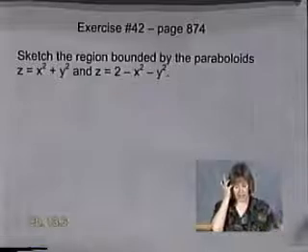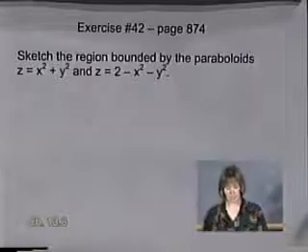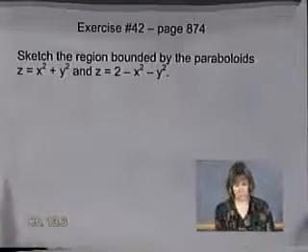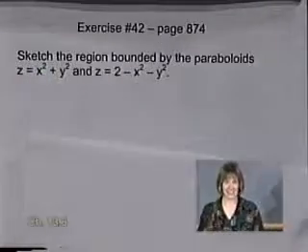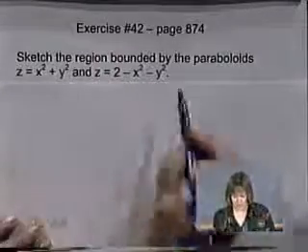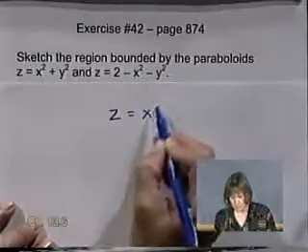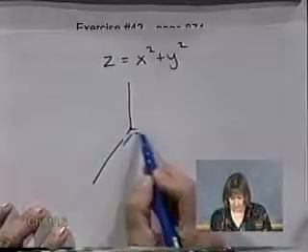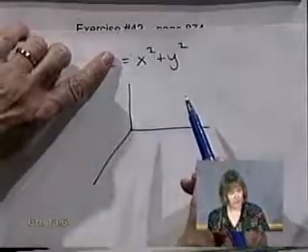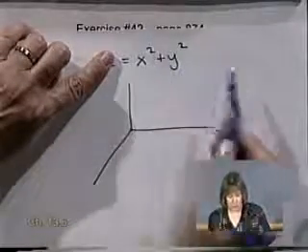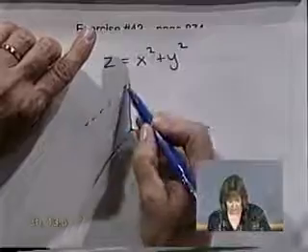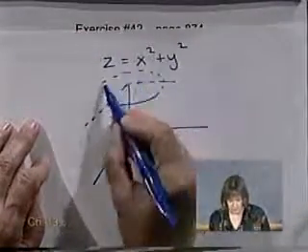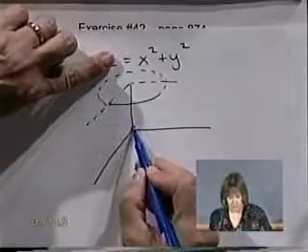Sketch the region bounded by the paraboloids z equals x squared plus y squared and z equals 2 minus x squared minus y squared. Okay, first of all, let's do each of them separately. Looking at z equals x squared plus y squared, just doing that one separately. Notice, for positive values of z, this is a circle, right? For different values of z, you're going to get x squared plus y squared equals a positive number, and you're going to be getting a circle up there. When z is 0, you have a point.